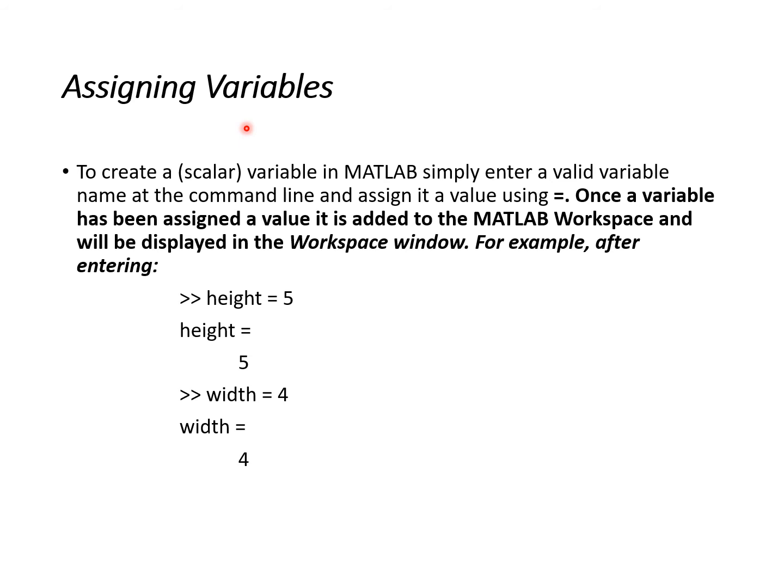Now, to create a scalar variable in MATLAB, you simply have to enter a valid variable name at the command line and assign it using equals. Later, I will tell you what the valid variable names are. For example, you type in height equals 5. The value 5 will be saved in the variable height. If you type in width equals 4, the value 4 will be saved in the variable width. And if you type in height in the command window again, it will give you height equals 5.